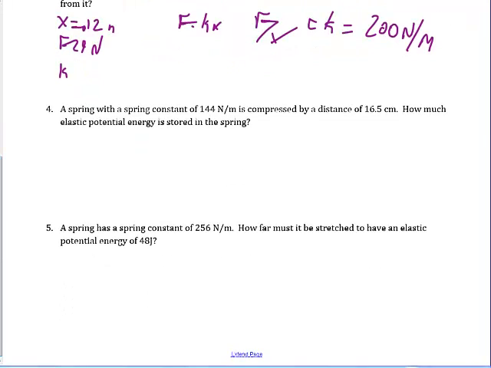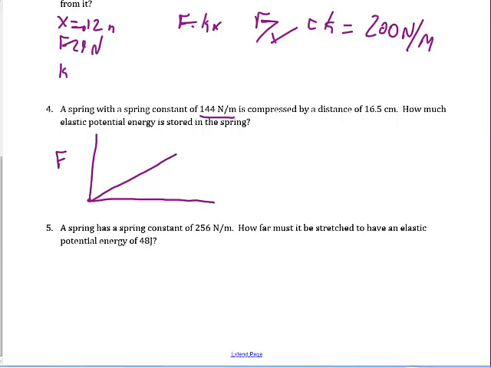A spring with a spring constant of 144 newtons per meter is compressed a distance of 16.5 centimeters. How much elastic potential energy is stored in the spring? Okay, this gets back to that graph I was looking at before. Just because you've exerted a force of 144 newtons does not mean that work done is the same as force times distance, because you weren't applying that force the whole time. You started by applying 0 force, and the spring was as long as it was going to be, and then you increase the force, increase the force, increase the force.